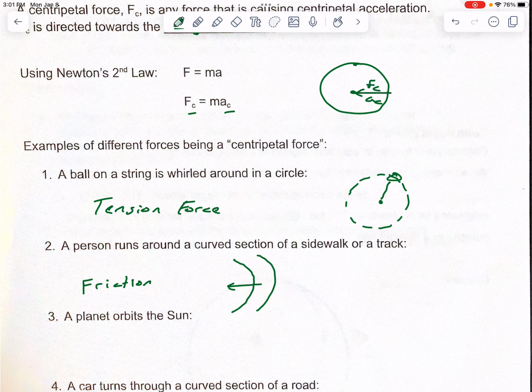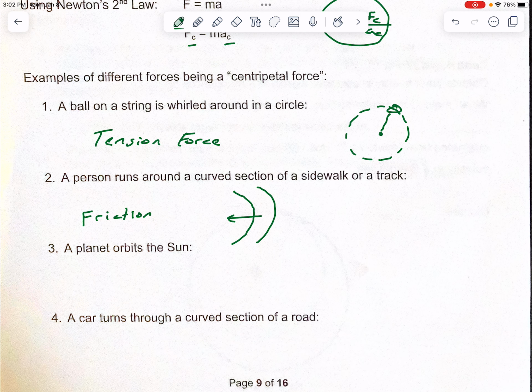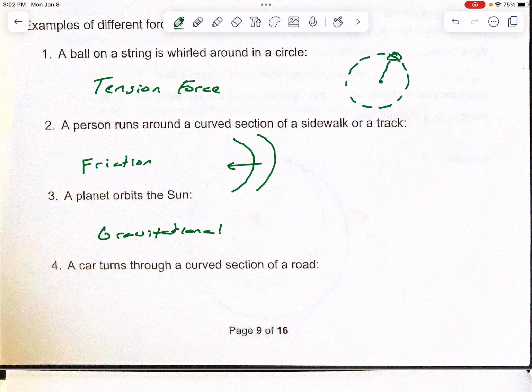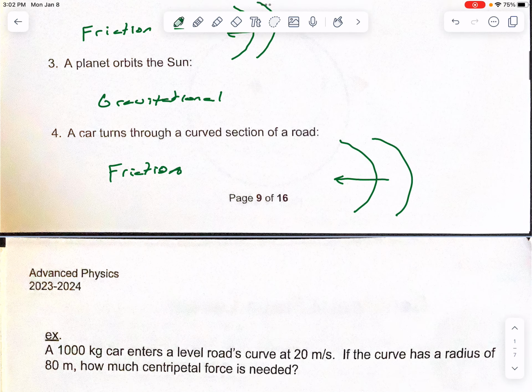Think of driving: when you start taking away friction, it's going to be harder to stay on that curved path and you may go off that path. Three, a planet orbits the sun. That is going to be your gravitational force. The sun is using that gravitational force to keep the planet in orbit. And number four, a car turns through a curved section of the road. Again, the same concept: you have friction that's trying to keep you along that path. If you don't have that, then you're not going to stay on that path.